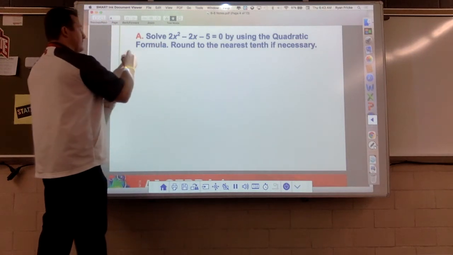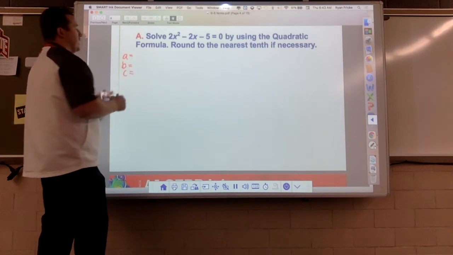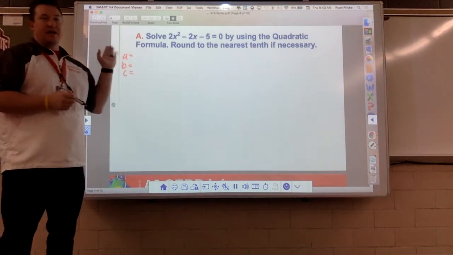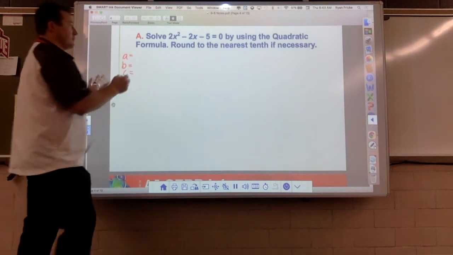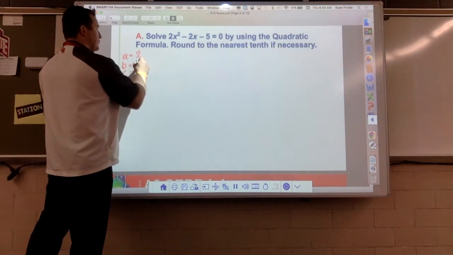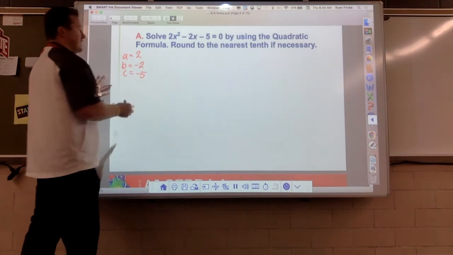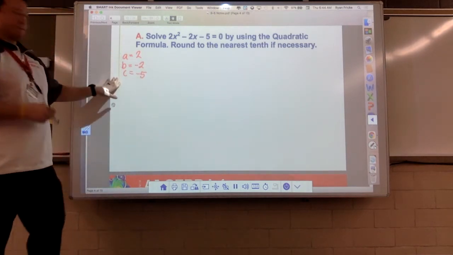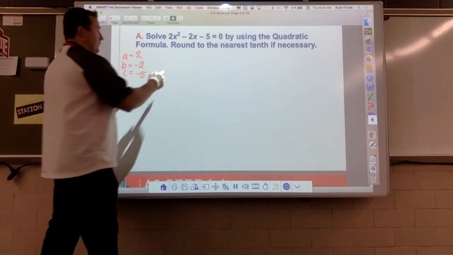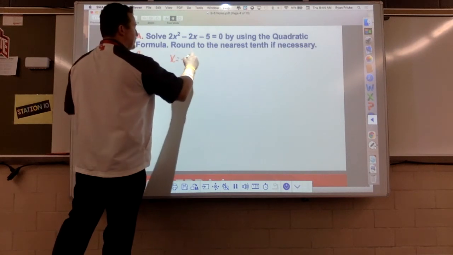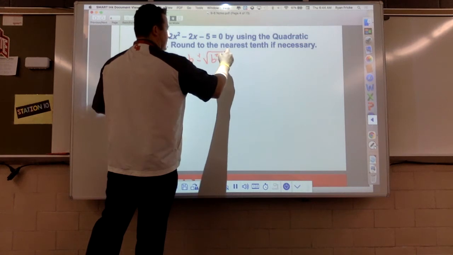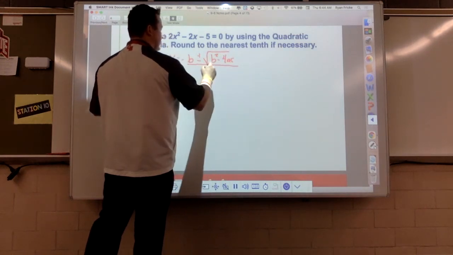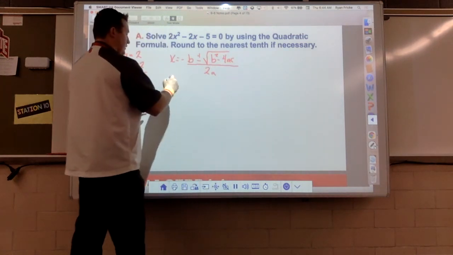a, b, and c, find those values first. Okay, again, you'll notice I put an equal sign here, because if you just put a and then a dash, that sometimes looks like a negative sign. So don't do that. a is 2, b is negative 2, c is negative 5. If you want to try to write out the quadratic formula, go ahead. x equals the opposite of b plus or minus the square root of b squared minus 4ac, all over 2a.